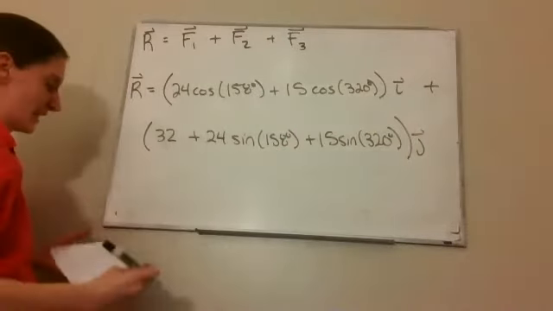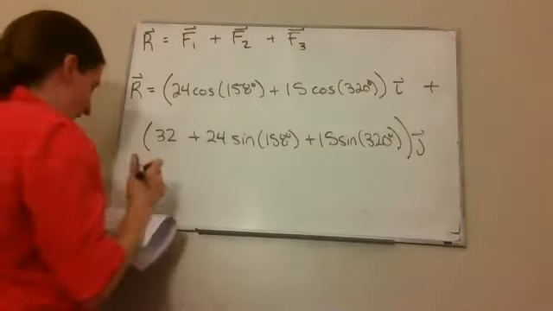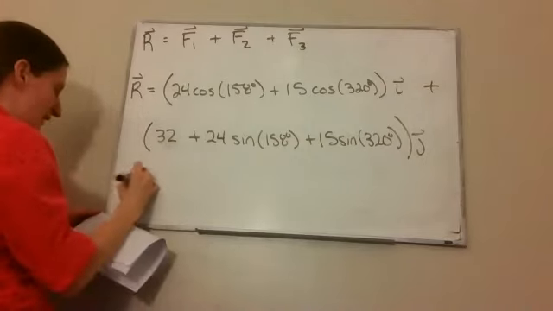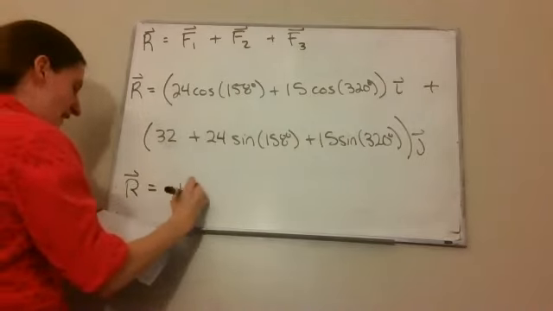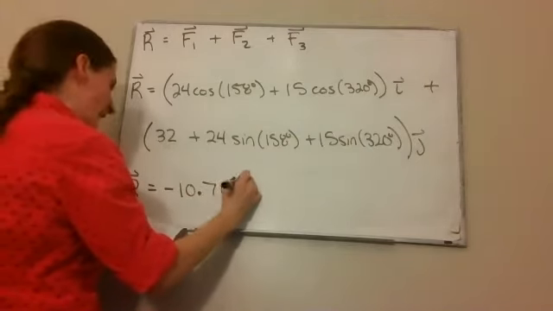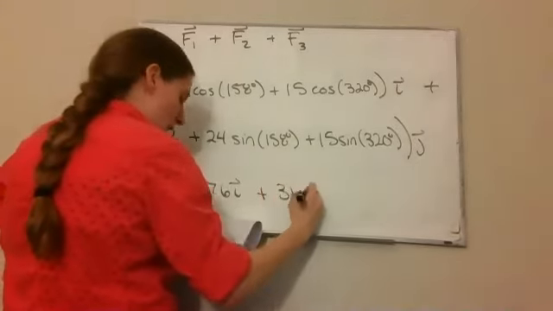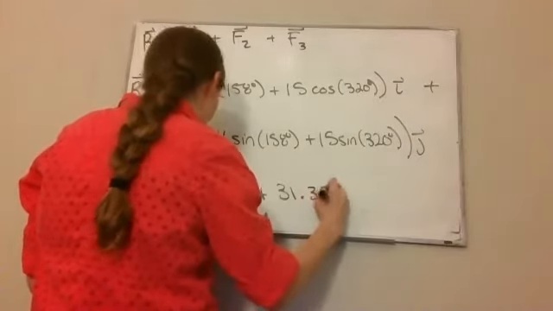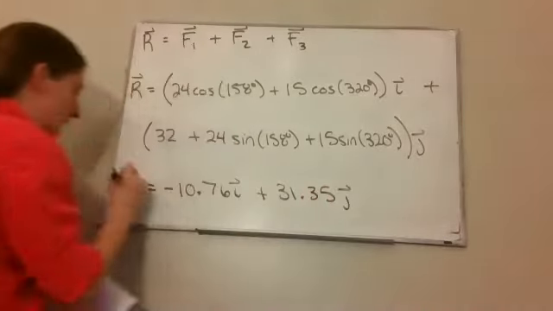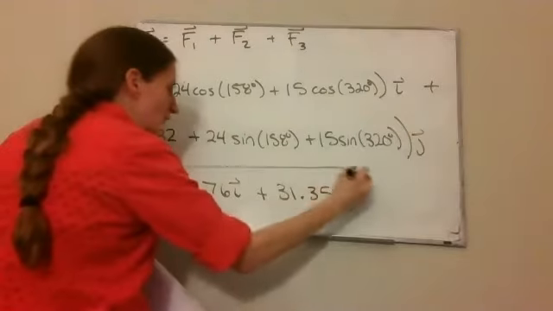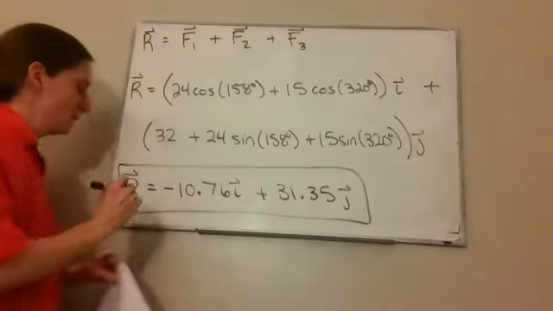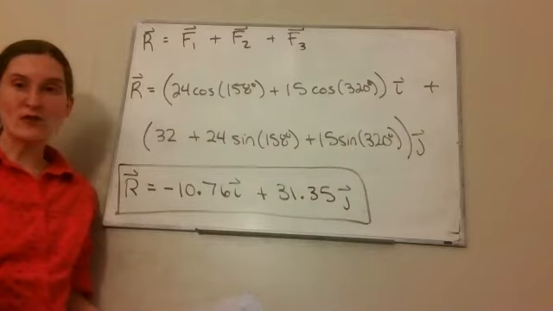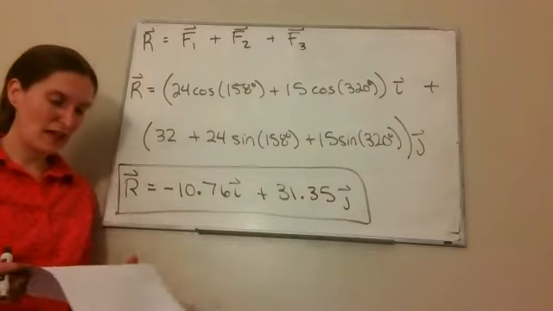Now that's the exact answer, but if I round it to just a couple decimal places, I'm going to get negative 10.76i plus 31.35j as my resulting force. So you can find the resulting force just by adding all of the forces together.